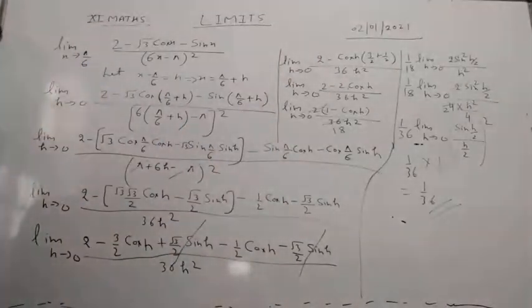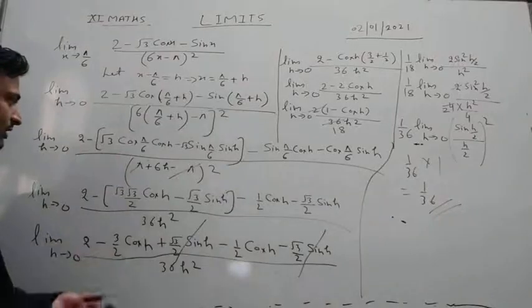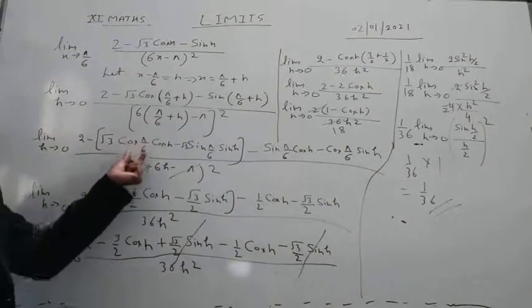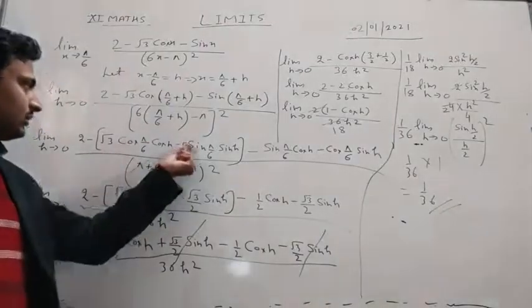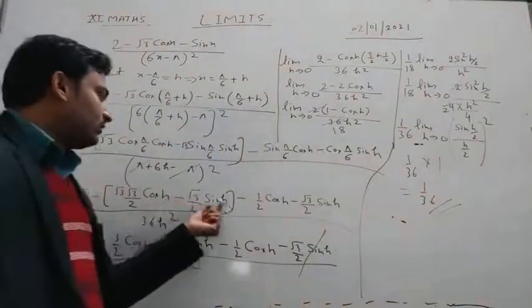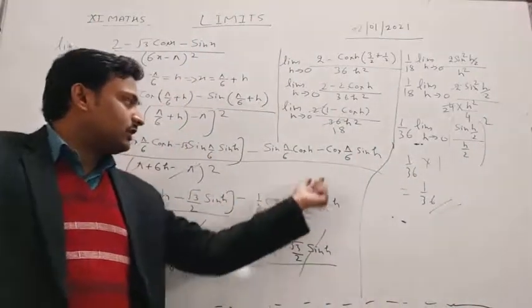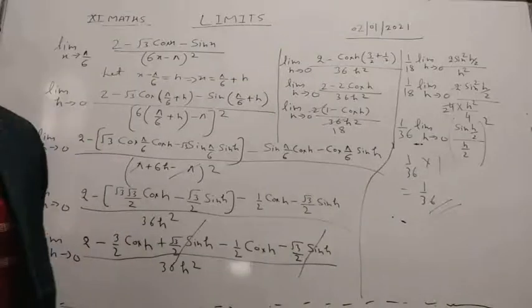Okay. Now students, we will put the value of pi by 6. Here is root 3 by 2. This is 1 by 2. Here 1 by 2. Here root 3 by 2. Okay.